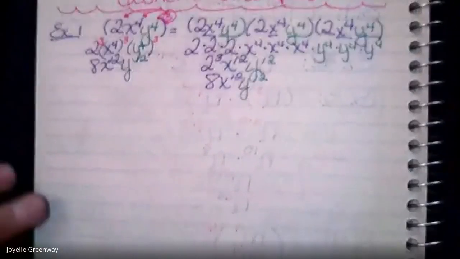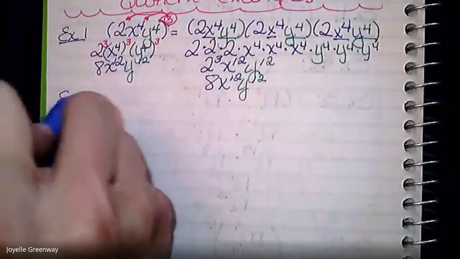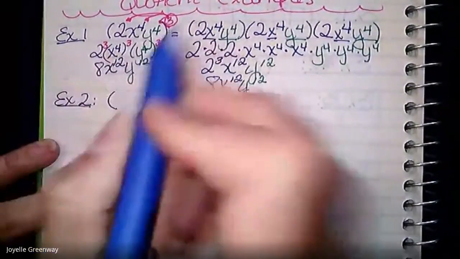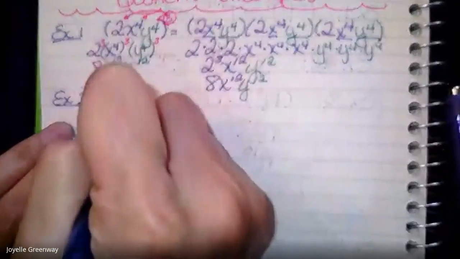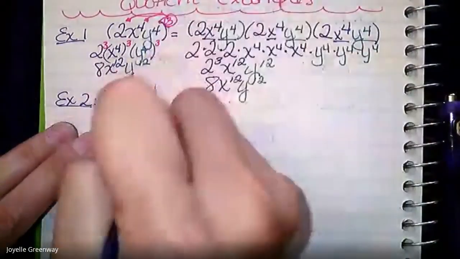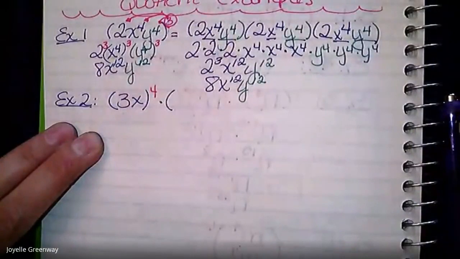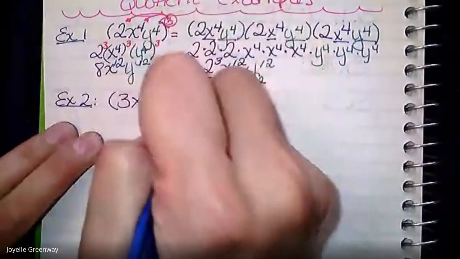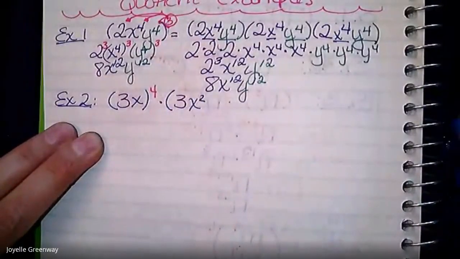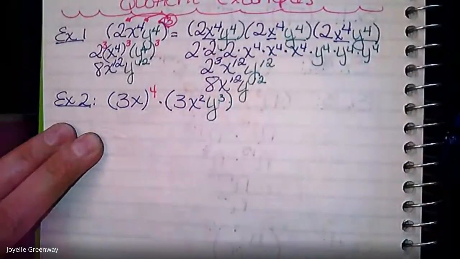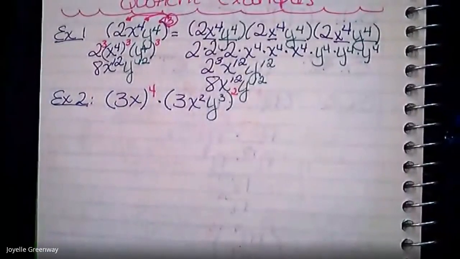So let's look at example 2. All right, so let's say we have 3x, and that whole thing is being raised to the fourth, times 3x squared y cubed, and then that whole thing is being squared.